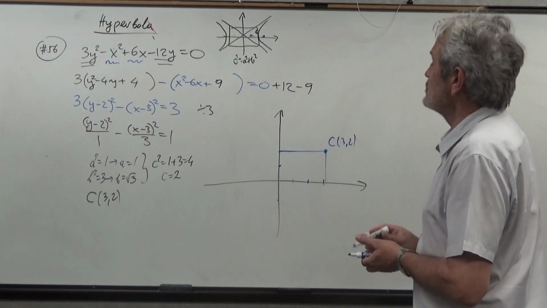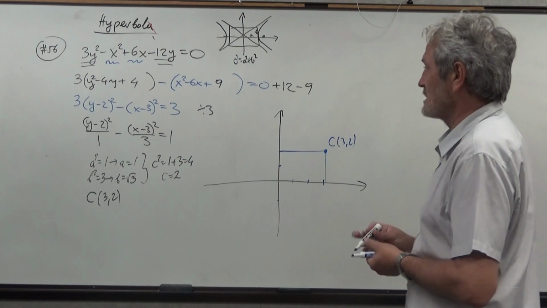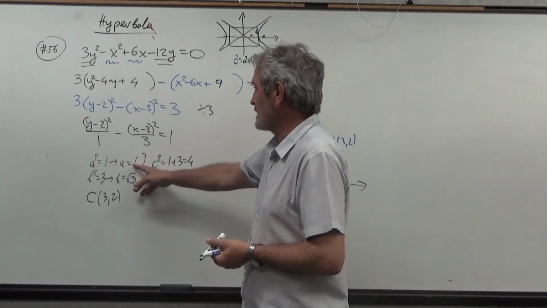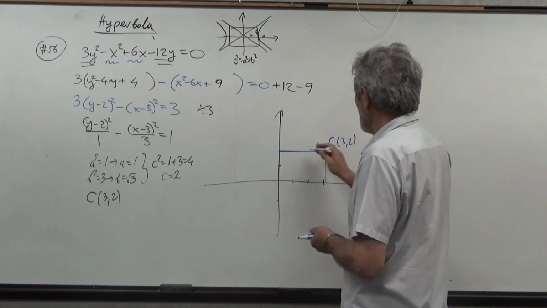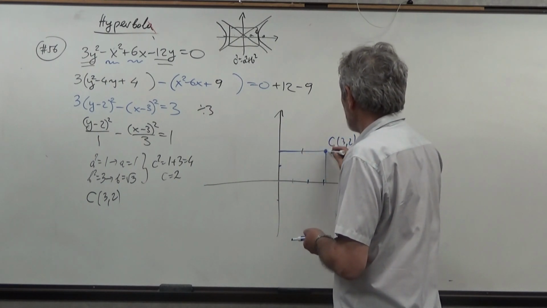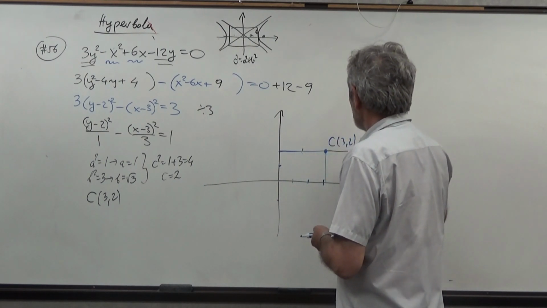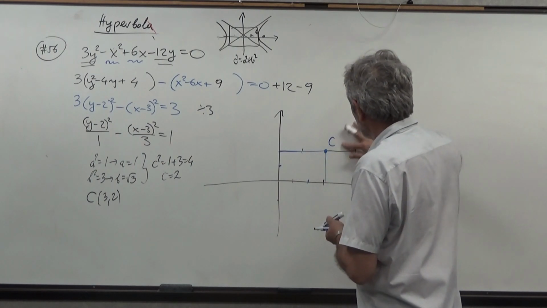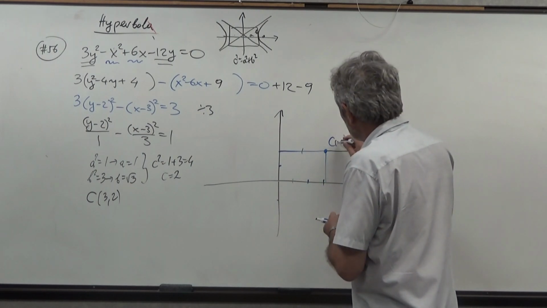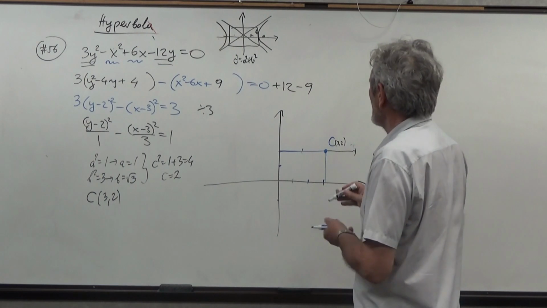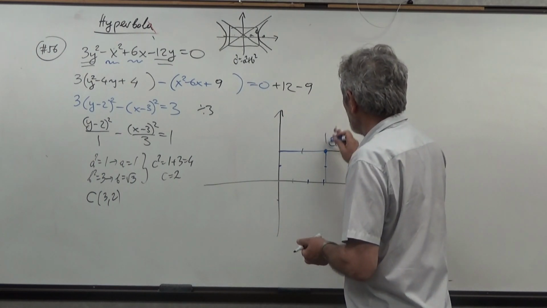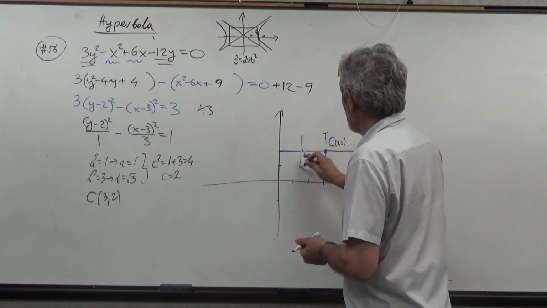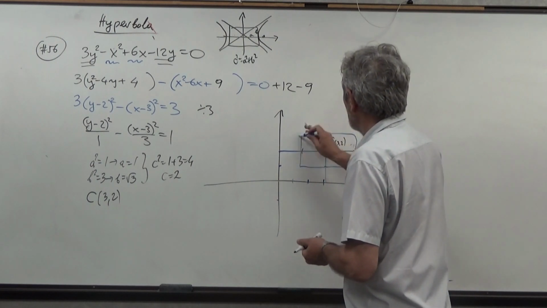And from (3, 2), we actually build the same rectangle. What are the sides of the rectangle? Vertical one, which is b, is 1, horizontal is root 3. So here is root 3, here is root 3. I'm going to make this one smaller. Then it's 1 up and down. So here's 1 up and down, and here's our rectangle.